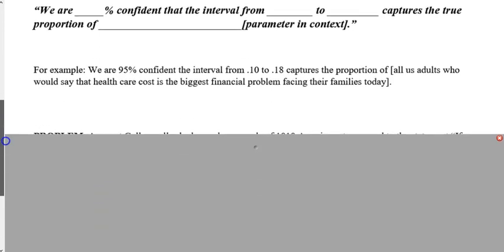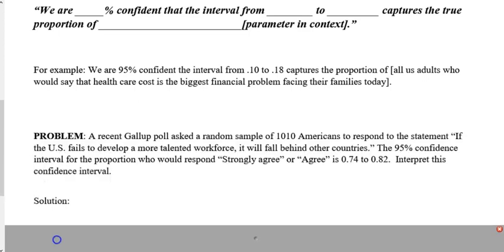So, for example, right here, we are 95% confident. The interval from 10 to 18% captures the proportion, and fill in the blank, of all adults who would say that healthcare causes the biggest financial problem facing their families today. So in other words, we're saying that only about 10 to 18% of people say that healthcare is their main concern right now, but we're 95% confident that the range is within that. That's our confidence interval. So if I said I found out that was 30%, that does not fall within the confidence interval. That would be outside of that. So we're going to do that now.